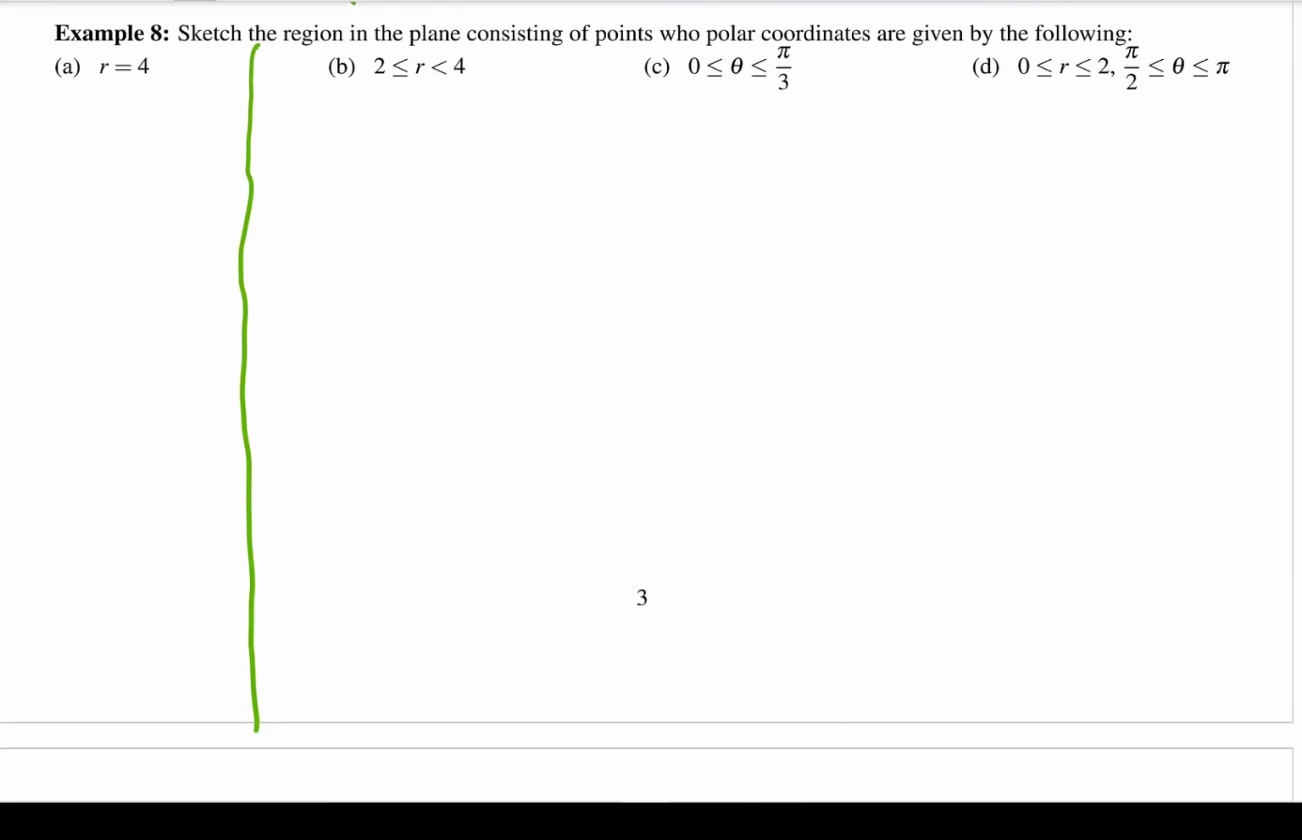So for part A, we have r equals 4. So this is just going to be a collection of points that are 4 units from the origin. So what this is, this is a circle of radius 4.